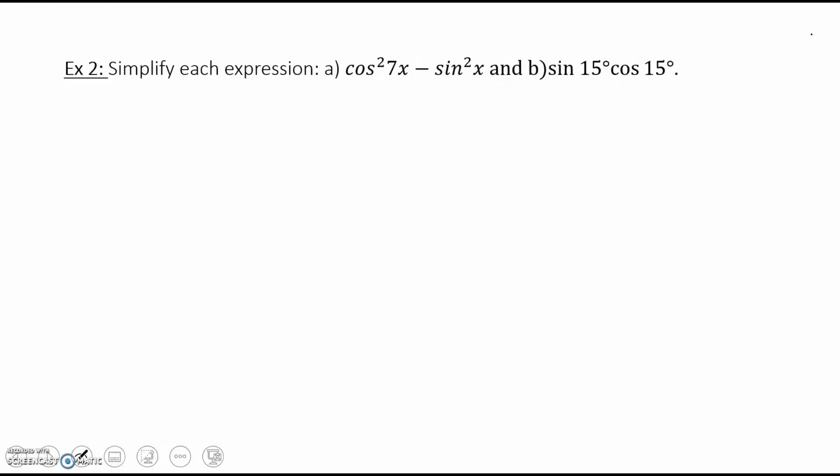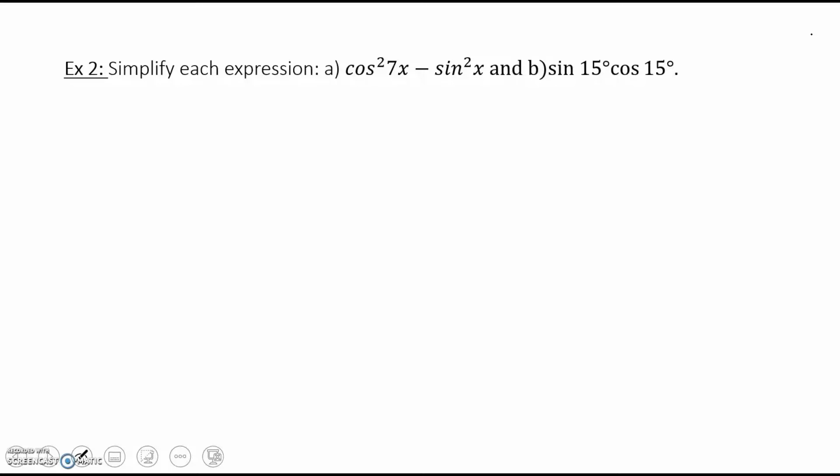Let's look at another example. So for example 2, we want to simplify each expression. And so when we look at these, we want to notice if they look like, of course in this case, any of our double angle identities. But you do eventually need to be able to look at them and make connections to certain identities when you see them. So for example, on part A, cosine squared 7x minus sine squared 7x, that looks like one of the double angle identities, specifically the double angle identity for cosine.